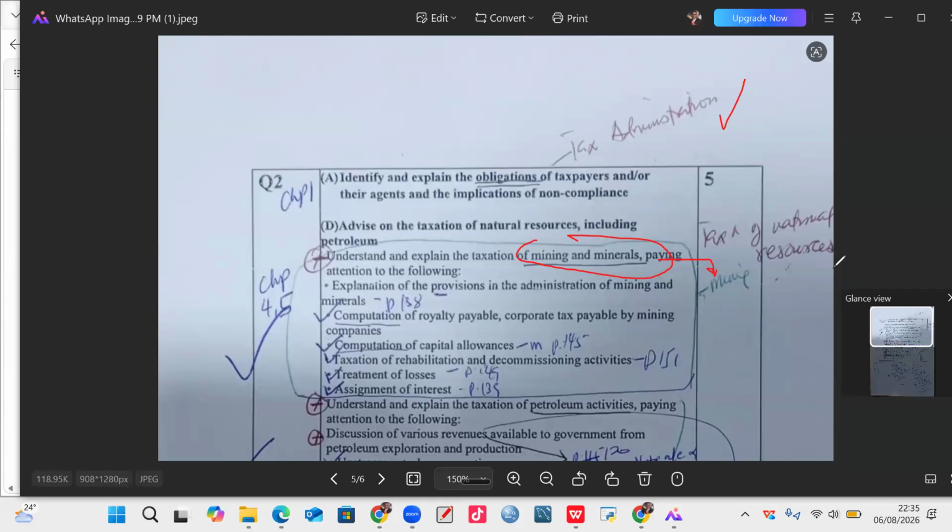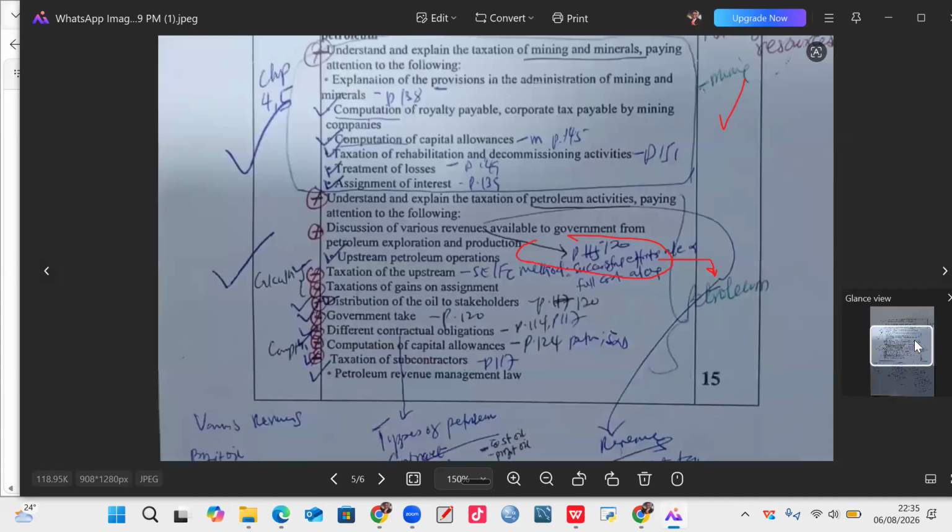After that, I come to petroleum down here. This is petroleum. You see me underlining it, petroleum here. All these are petroleum. This calculation, this is theory, this computation, right? And I write anything, this is all petroleum here.